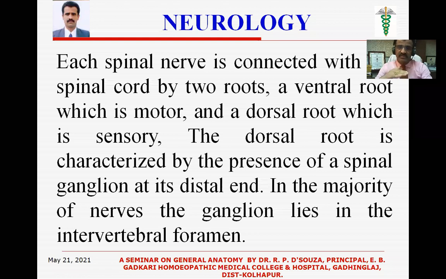In between 2 vertebrae, there is an intervertebral disc. Similarly, in between 2 vertebrae, there are foramina for outlet and inlet of these spinal nerves. Okay, 2 roots: a ventral root which is motor and a dorsal root which is sensory. Ventral means towards the abdomen, dorsal means towards your back. So there are 2 roots, sensory and motor.